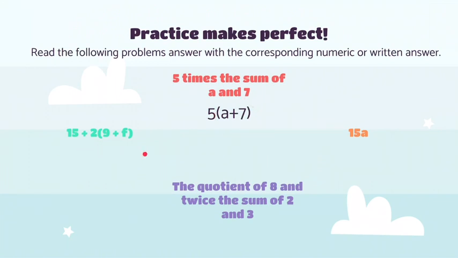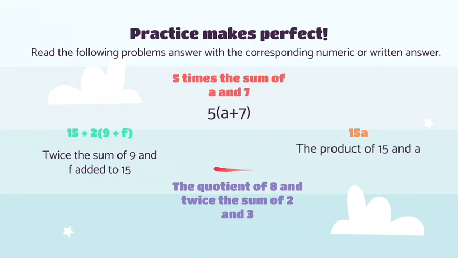Next, we have this one. What do you see? Similar to what we see in the last question, we see that the 2 is outside the 9 and the f, which tells us that this will be 2 times the sum of 9 and f. 2 times the sum of 9 and f is added to the 15, which gives us the answer of twice the sum of 9 and f added to 15. Next, we have this one. This one is pretty simple, as it is only multiplying 15 by a. So this will be the product of 15 and a.